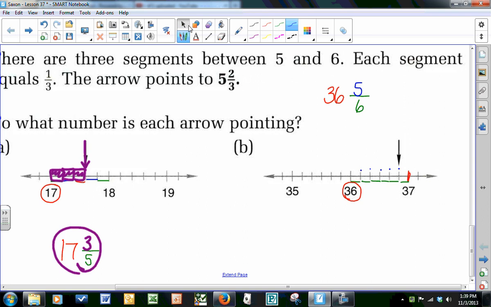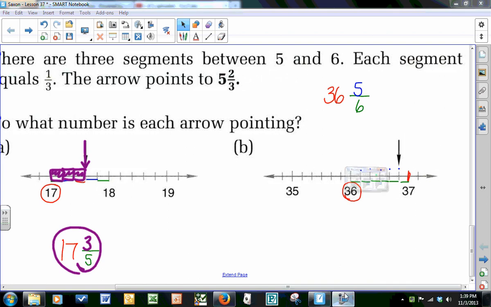And that's how you do it. Just take it step by step. First your whole number, then your denominator, then your numerator. You'll get it in no time.